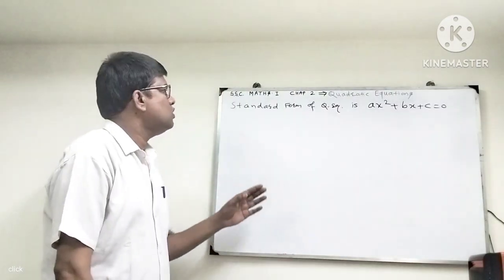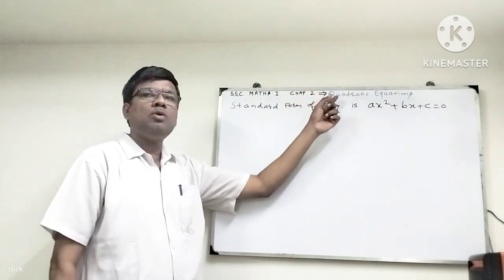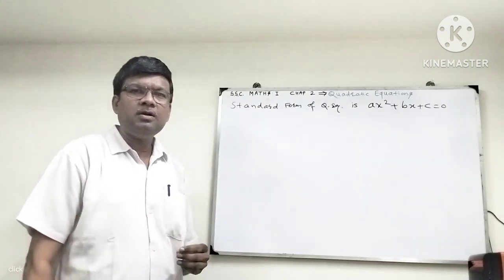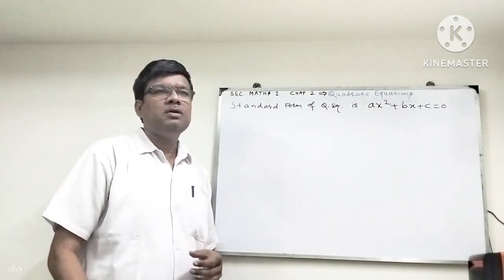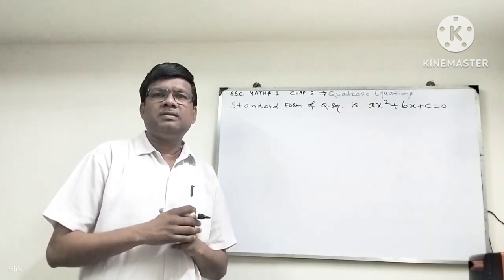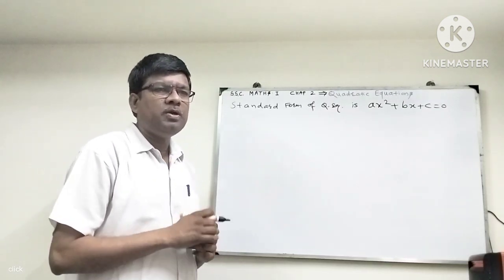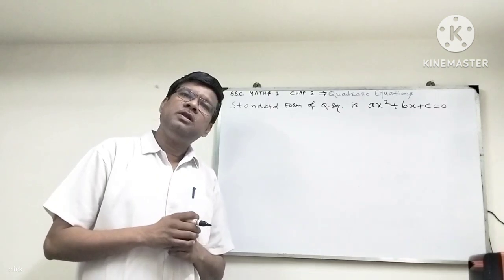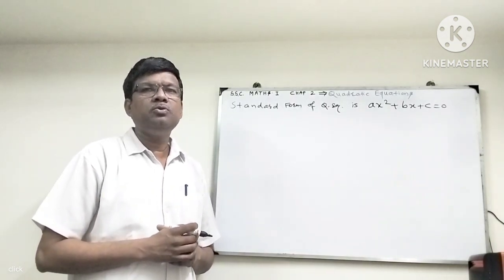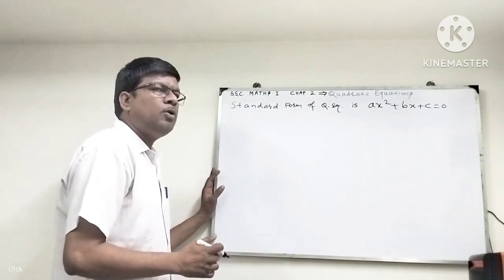In this video, we shall deal with chapter 2 of standard 10, that is quadratic equation. In previous standard of 9th, we have seen types of polynomials according to indices. If index of polynomial is 1, it is said to be linear polynomial, and if index of polynomial is 2, it is said to be quadratic polynomial.